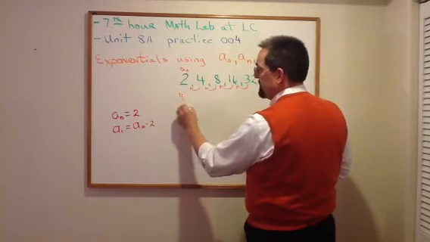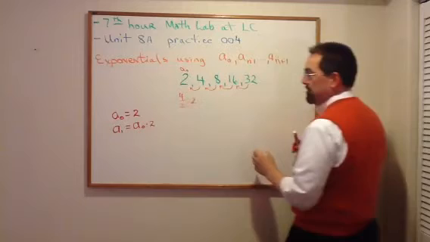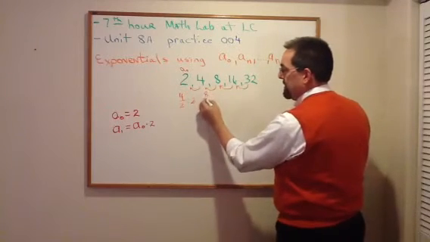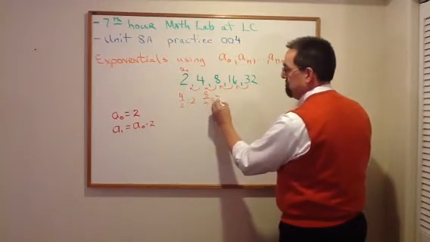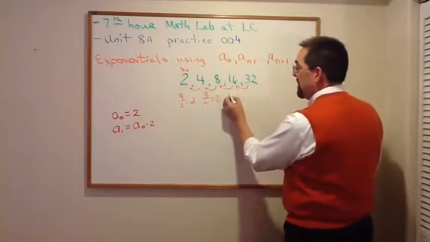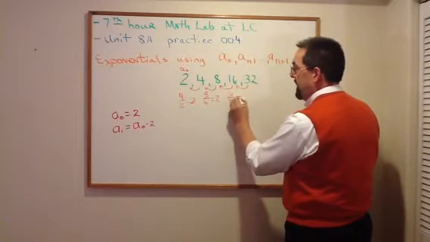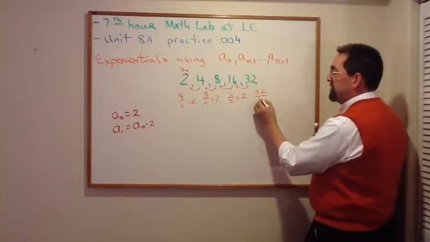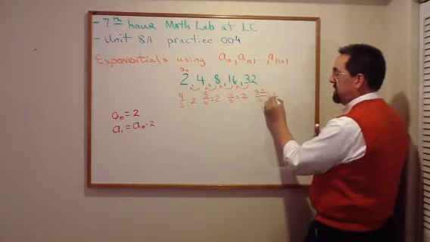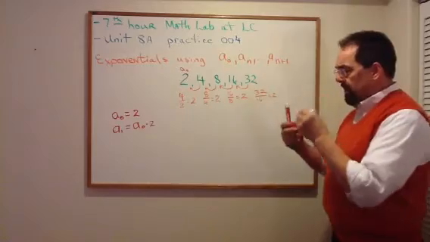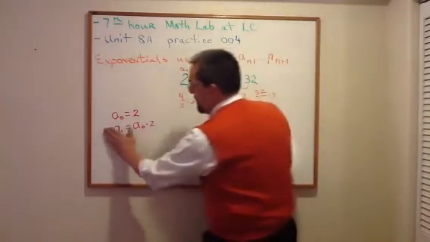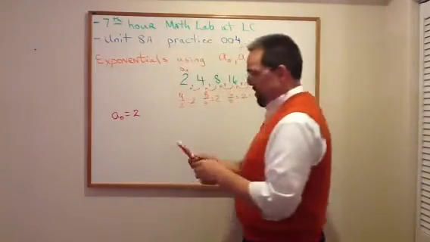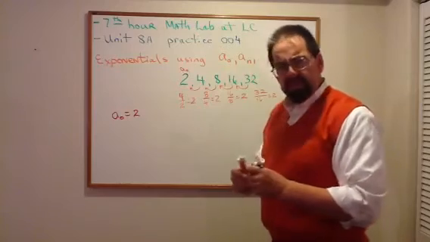Four divided by 2 is 2. 8 divided by 4, that was 2. 16 divided by 8, that was 2. 32 divided by 16, that's also 2. Now, if we think back to our next now, those seem fairly simple.